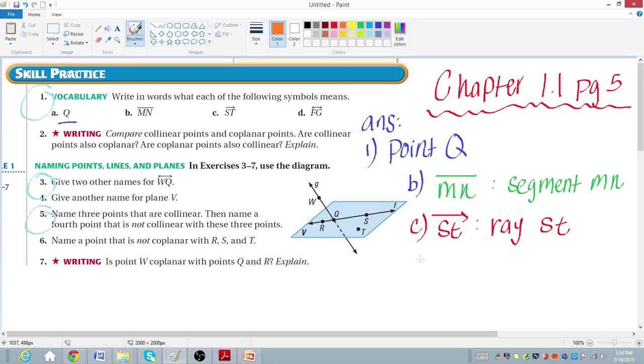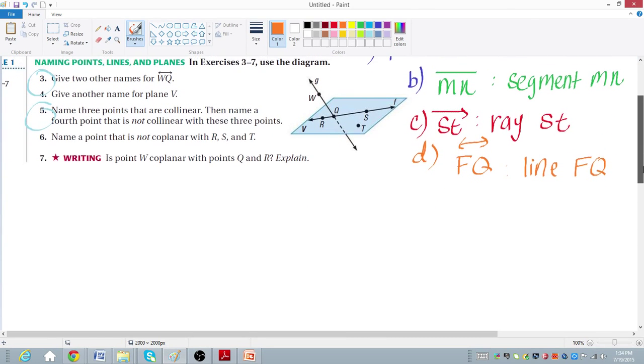And then D, do D right here. D is F. Well, let's make FQ. Whatever, it's just a variable. Since I have two arrows, that's line FQ in this case. So that's number 1. Now let's move on to number 2. Scroll down.